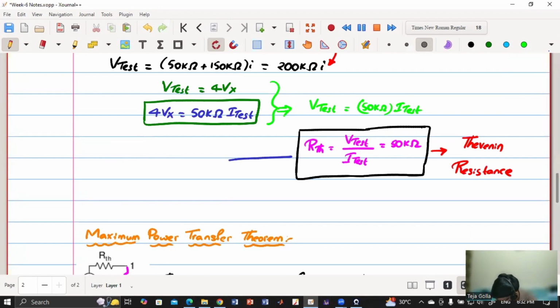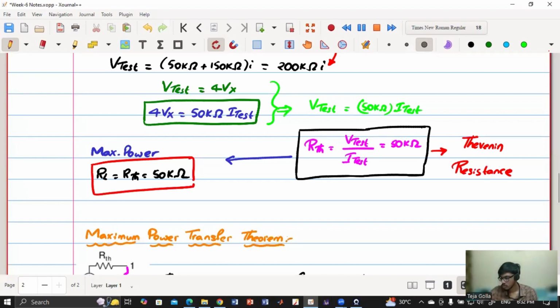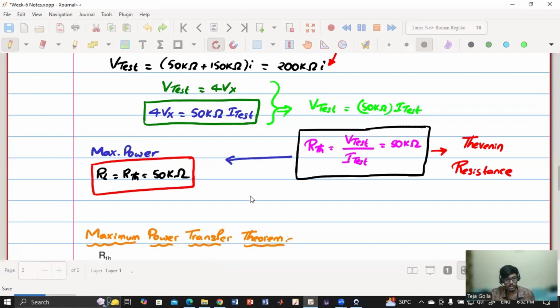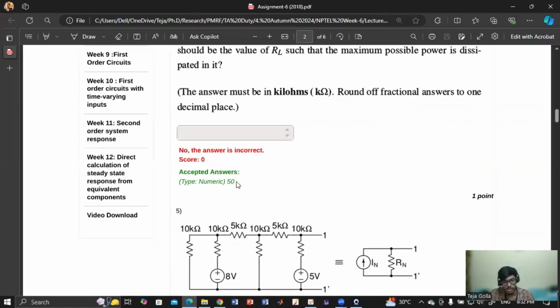So the maximum power condition is RL equals R Thevenin, which is 50 kilo ohms. So a load resistor of 50 kilo ohms should be connected in order for it to get maximum power, which is what they have also written, 50 kilo ohms.